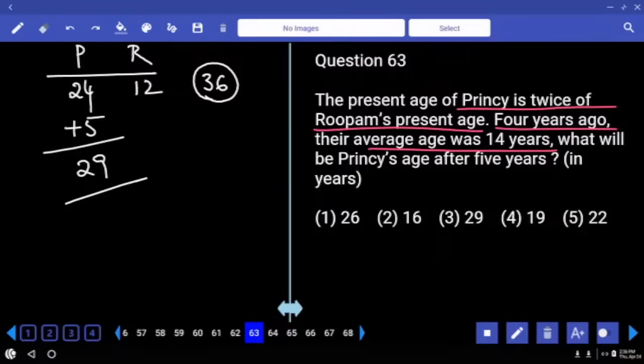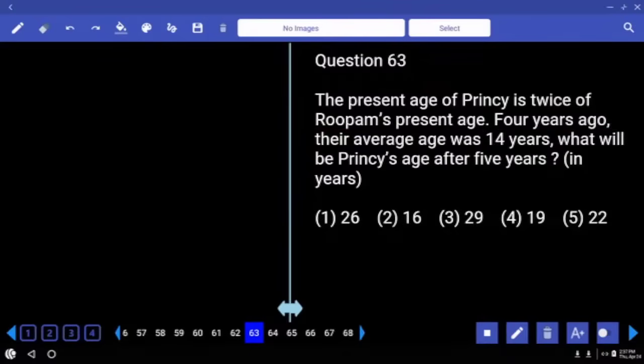So before this I verified something. Still easily we can answer this question. Prince's present age is twice of Rupam's age. That means can I say Prince's age is even number? Twice, he said, so should be even number.